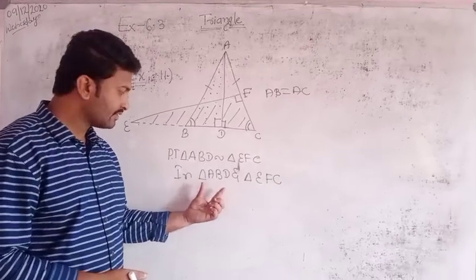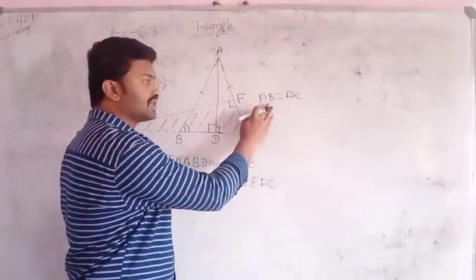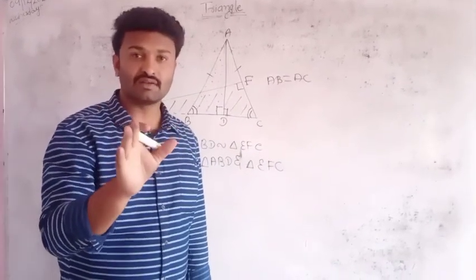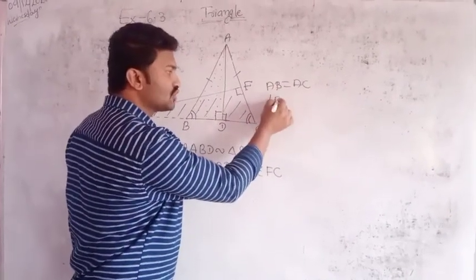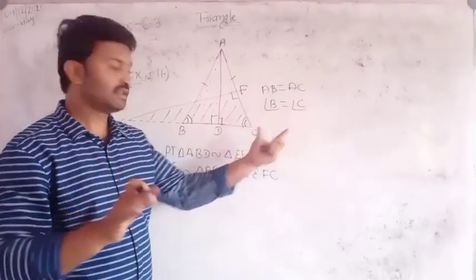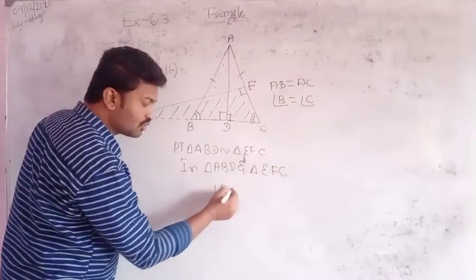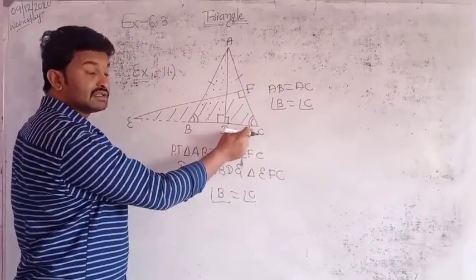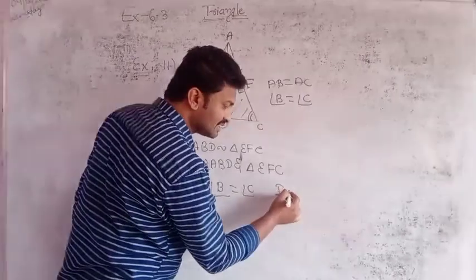In triangle ABD and triangle EFC, he has given in the question AB equals to AC. If two opposite sides are equal, then their base angles are also equal. In 9th standard we studied, right? This one we got by the isosceles triangle property. Angle B equals to angle C. This angle B is in triangle ABD and this C is in EFC. One statement. Reason, isosceles triangle.